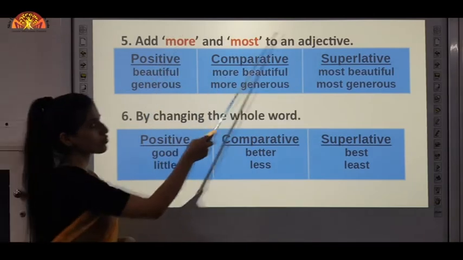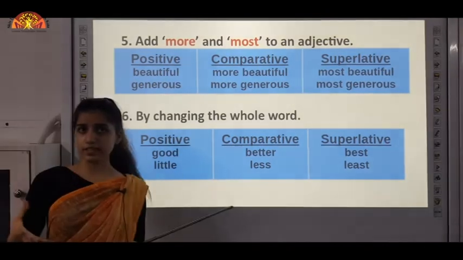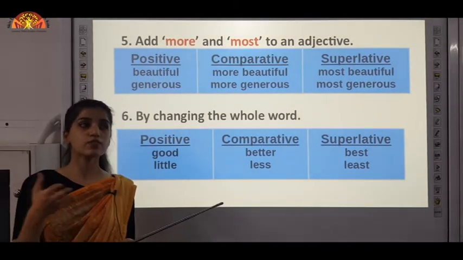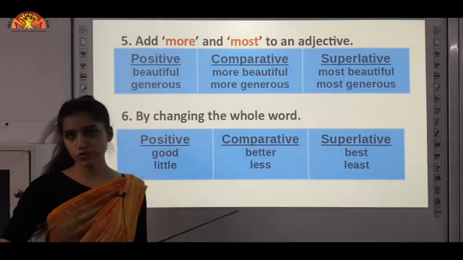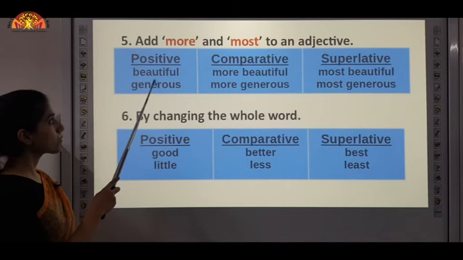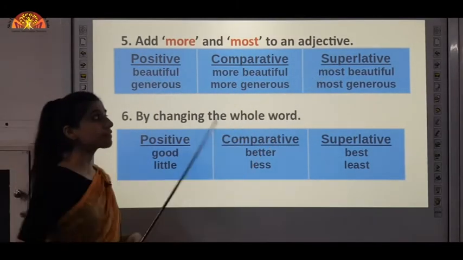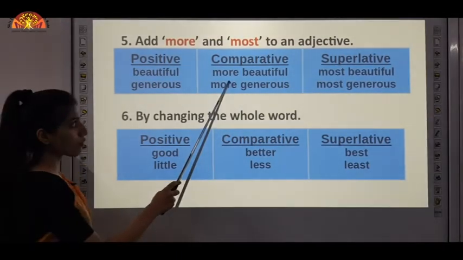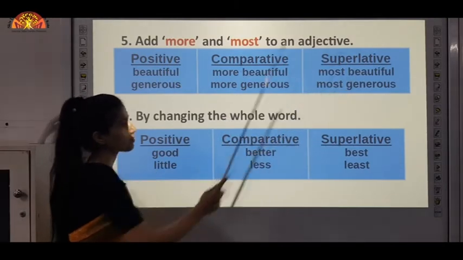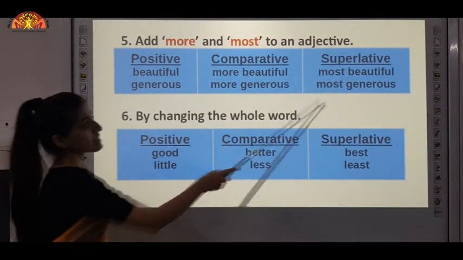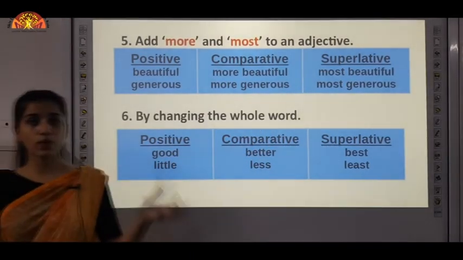Okay. Coming to the fifth one: add more and most to an adjective. You can see that to form the comparatives and superlatives of some adjectives, we just add more and most to them. Here the word beautiful is an adjective. To make the comparative and superlative degree of this, we added more before the word and most. So more beautiful and most beautiful, generous, more generous and most generous.